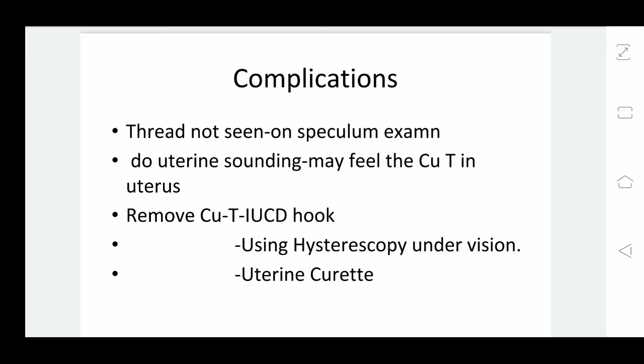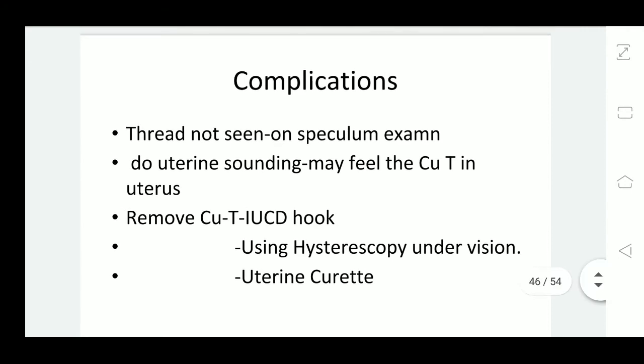After the clinical examination, when you find the uterus is normal size and she had a last menstrual period but the thread is not seen, it is possible that the thread is within the uterine cavity, it is wound up, and there is a copper T. So you want to rule out whether the copper T is in the uterine cavity or not. So you can do the uterine sounding, you may be able to feel the copper T. If you feel the copper T in the uterus, then you have to attempt to remove this.